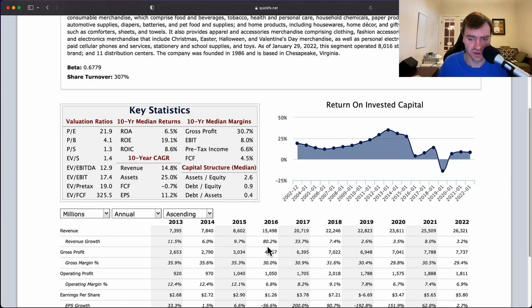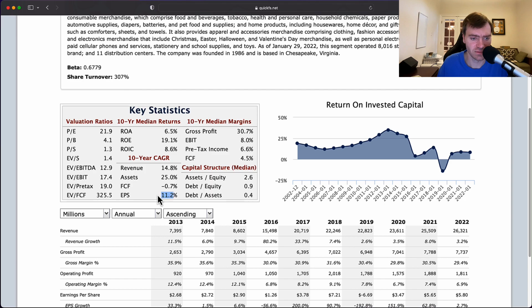Now, if we look at the non-acquisition years, you see 11%, 6%, 9%, 7%, 2%, 3%, 8%, 3%. So you're talking about single-digit growth is probably normal. So this 14% revenue growth isn't normal because it incorporates the acquisition cost. The asset growth isn't normal. It incorporates the acquisition cost.